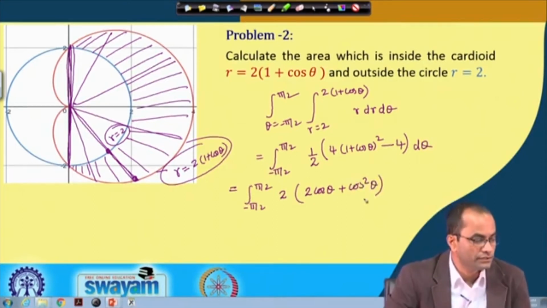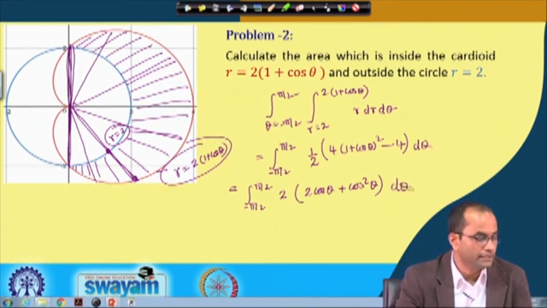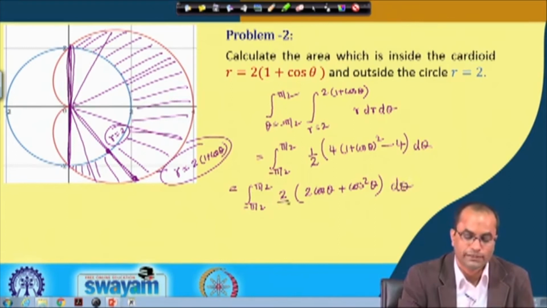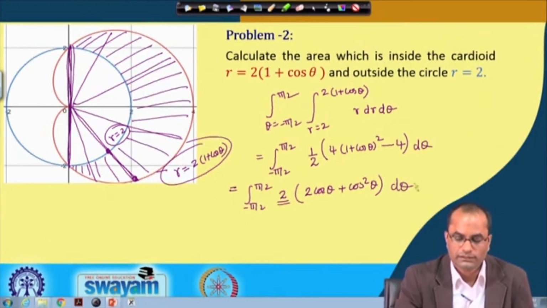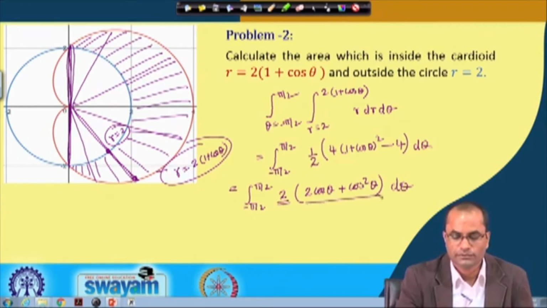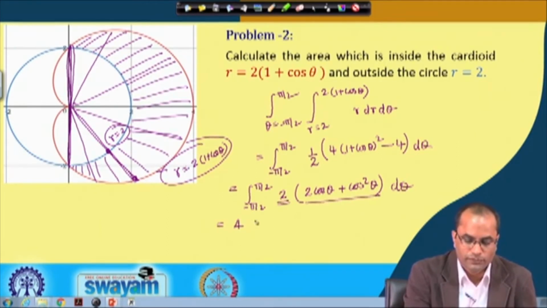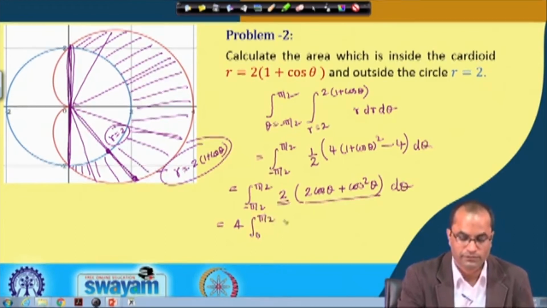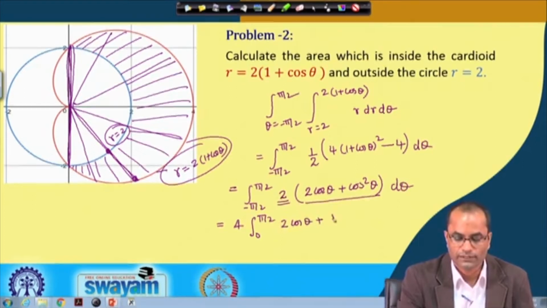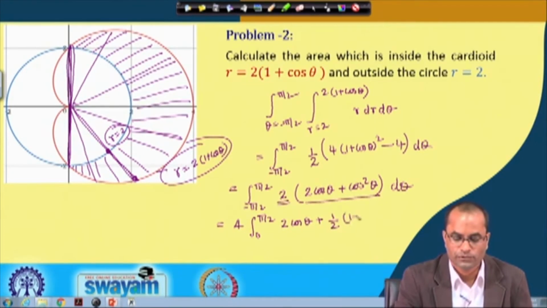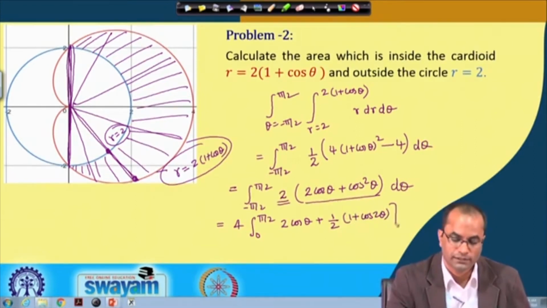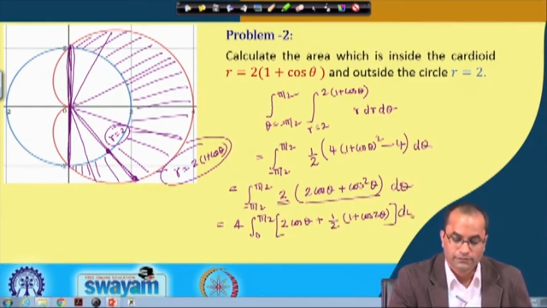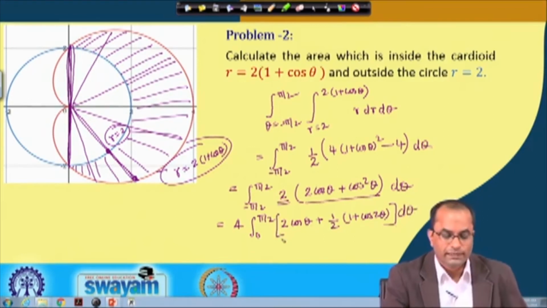So, we have 2 cos theta and cos square theta and d theta, multiplied by this factor 2. Here this integrand is even. So, in fact, this integral will be 4 times the integral from 0 to pi by 2, and we have here 2 cos theta, and cos square theta we can convert into cos 2 theta form, so 1 plus cos 2 theta, and then we have d theta there, which we can integrate easily.